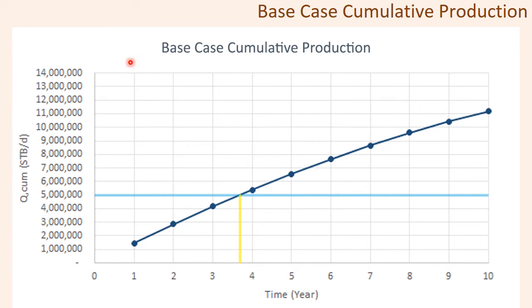As you can see here, this is our base case cumulative production. We run out of our 5 million reservoir barrels around 3.6 years.